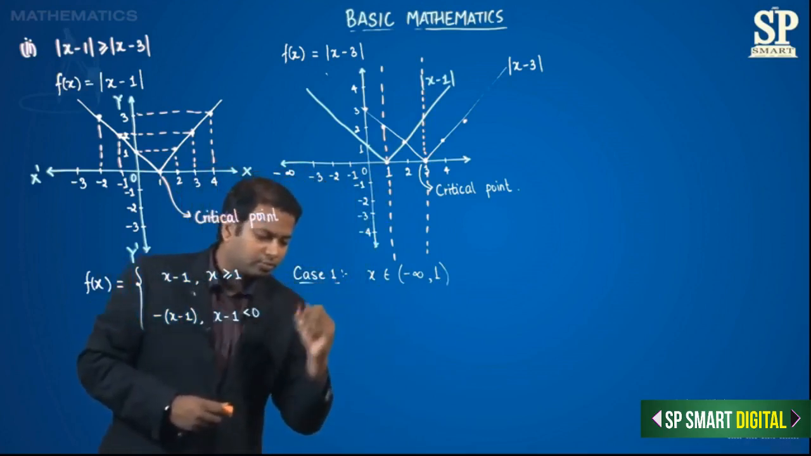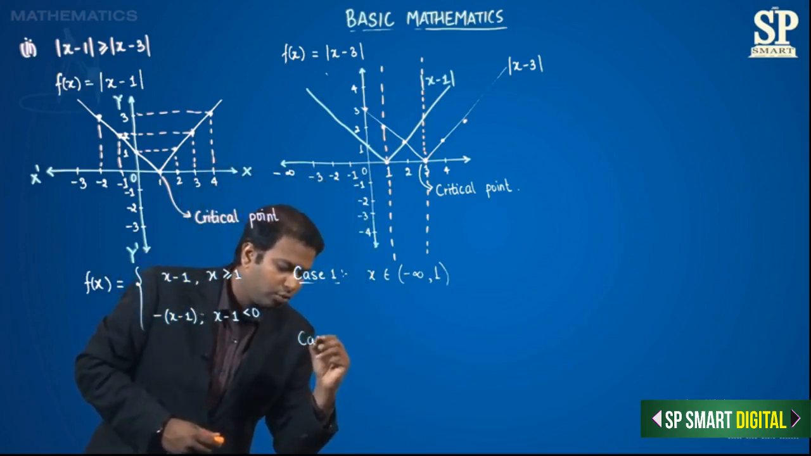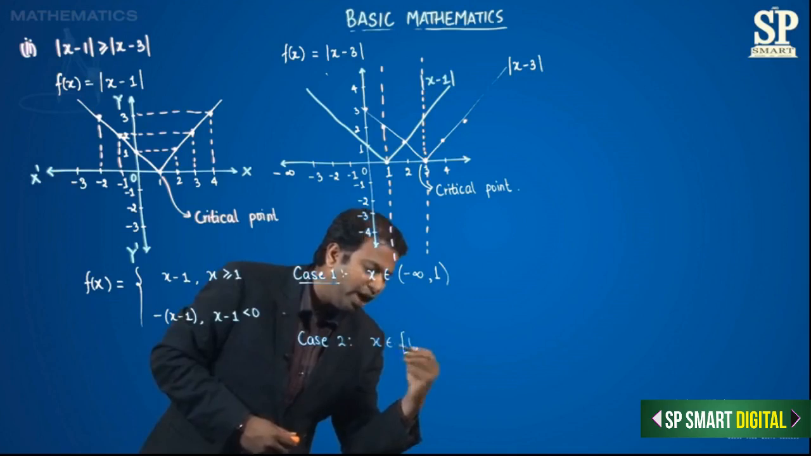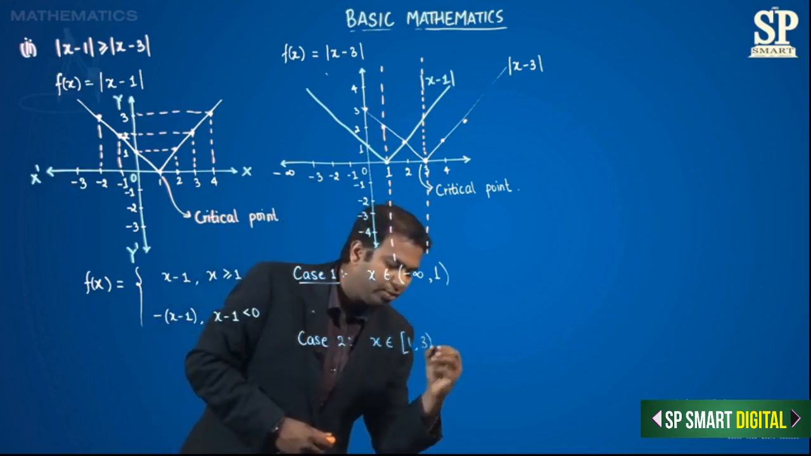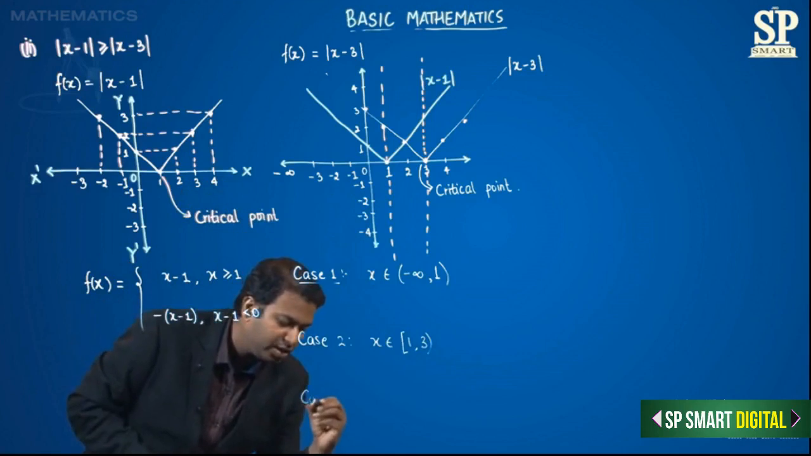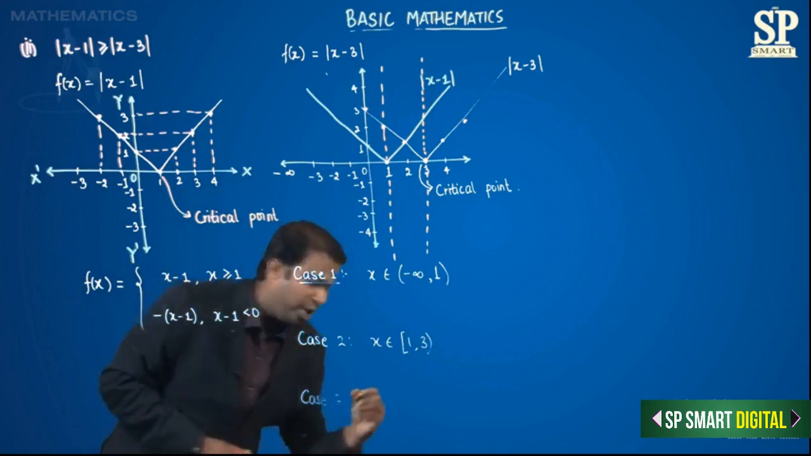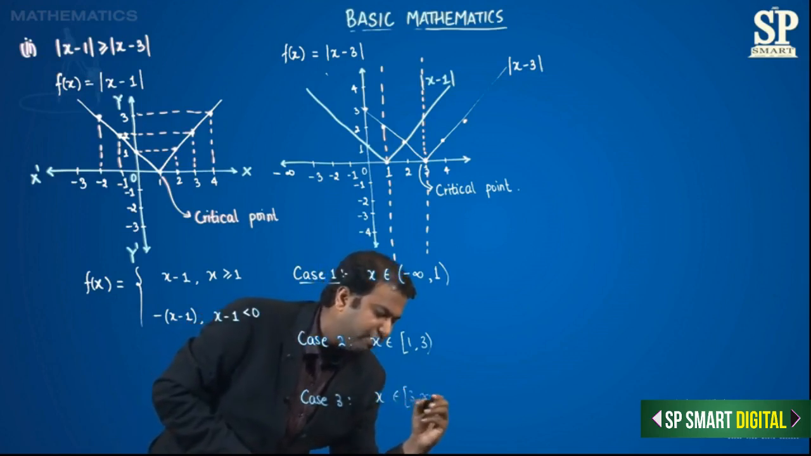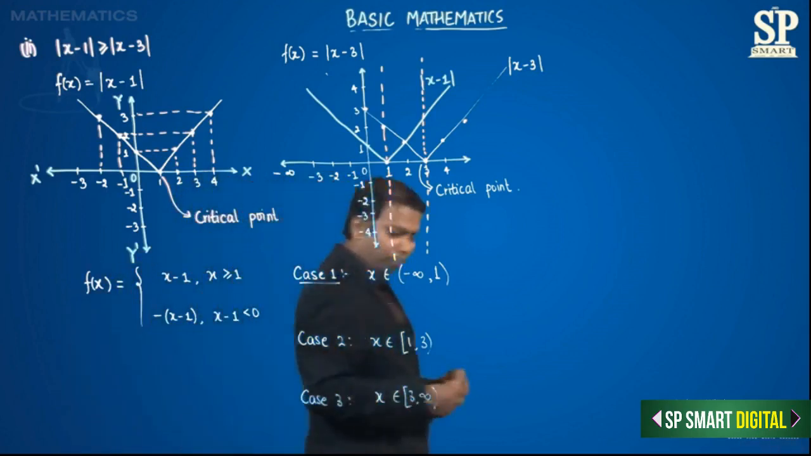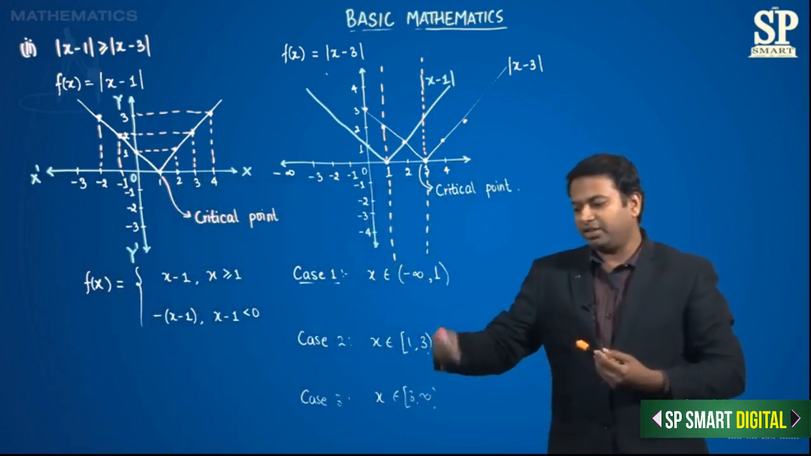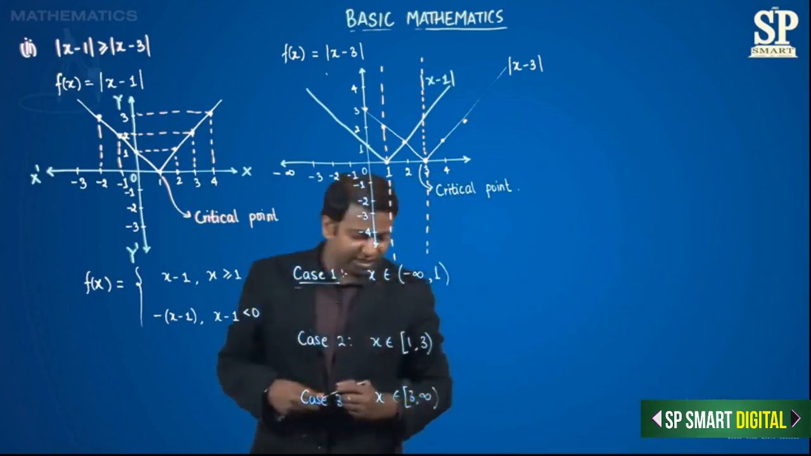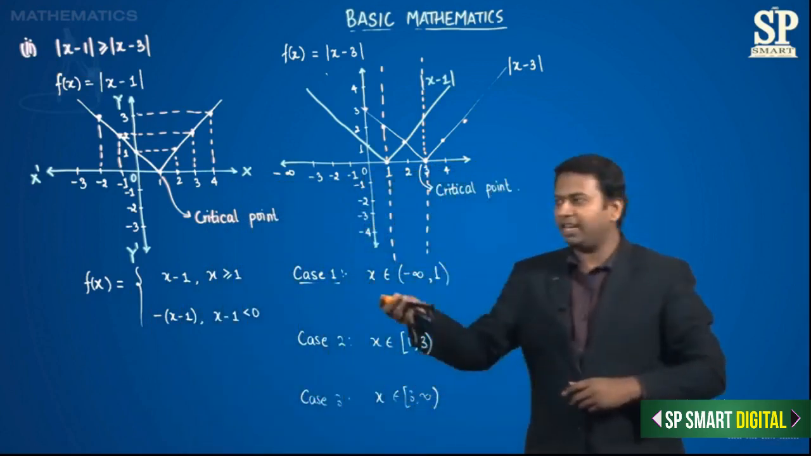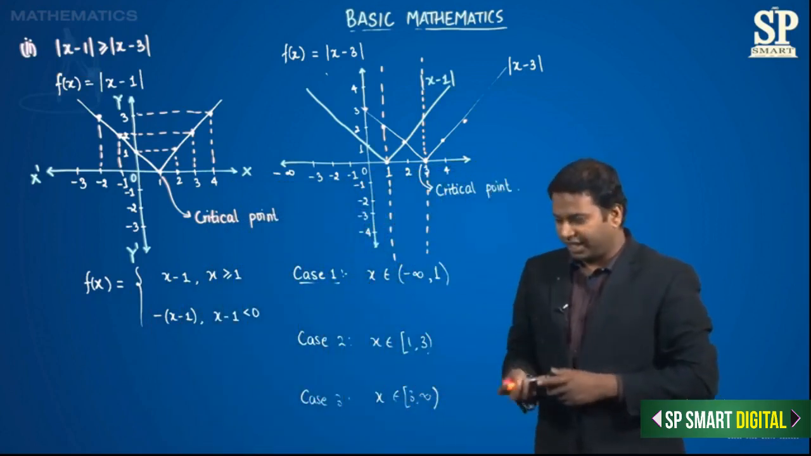Case 2, when x belongs to 1 closed, 3 open. And case 3, when x belongs to 3 and higher values of x. So I hope why we have come up with these 3 different cases is now very clear to you. So let us now try to understand this inequation in these 3 cases.